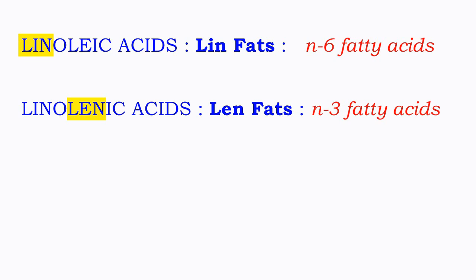Vegetable oils contain two types of polyunsaturated fatty acids: lin fats with 2 double bonds and lan fats with 3 double bonds. Lin fat is more abundant in nature and is present in all vegetable oils, whereas lan is present only in some vegetable oils such as mustard oil, rapeseed oil, and soybean.